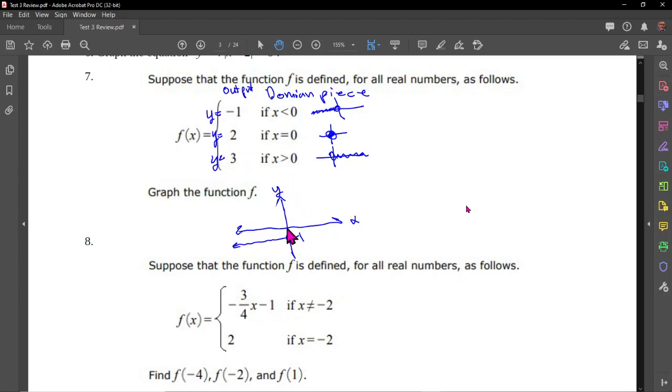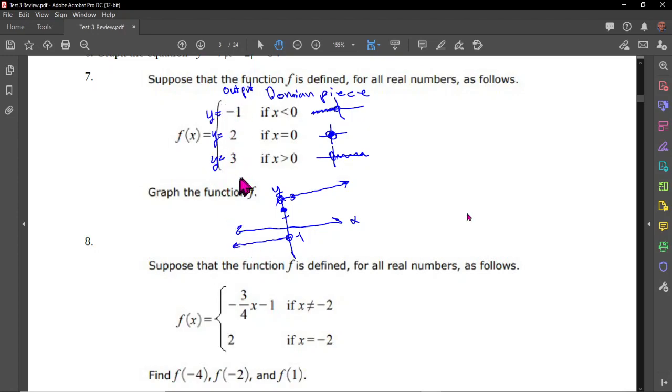When x equals 0, we're told that the function value is 2. So we put that in there, and that's just one single point. When x is greater than 0, we're told that y is going to be equal to 3. So again, at 0, we have an open circle, and then we get this horizontal line at 3. No place to plug in the x or do a calculation. y is always going to be 3 whenever x is greater than 0. There's our graph. Okay, so that's how we do piecewise functions when we have constants as our output.